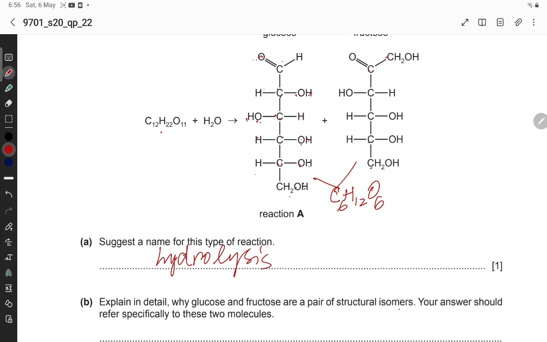In this compound, this is aldehyde, and this is ketone. Hydroxy aldehyde and hydroxy ketone.